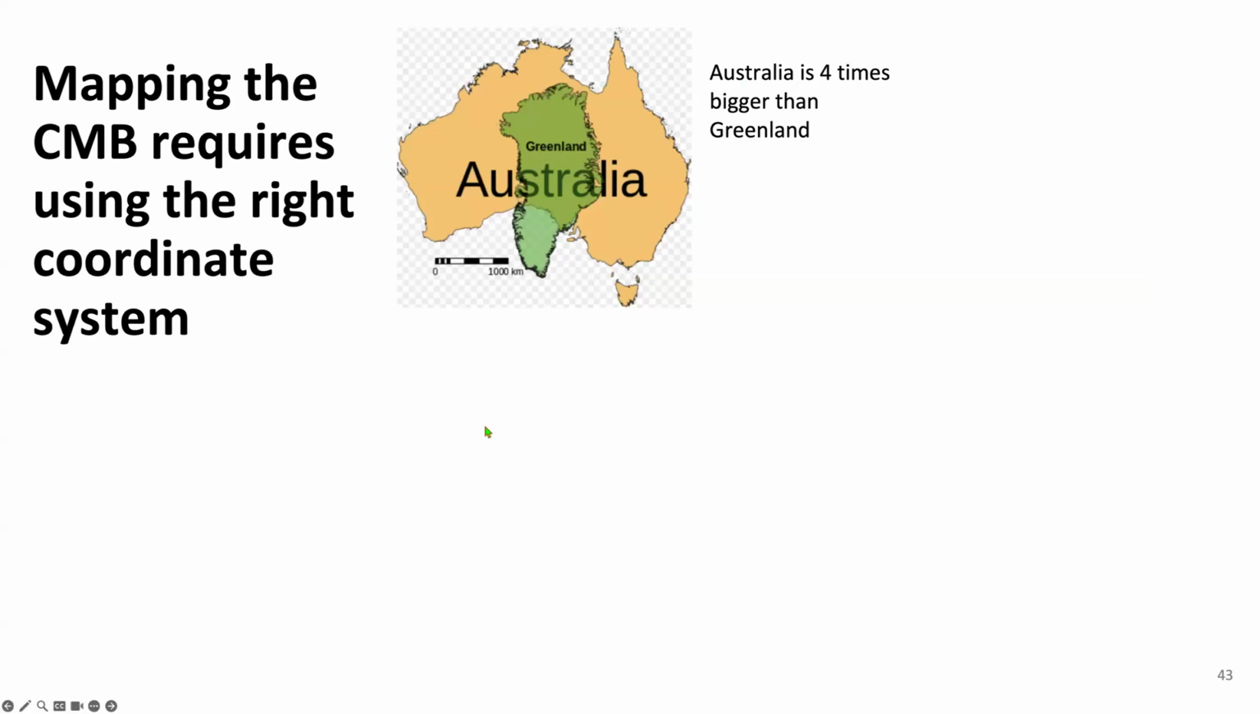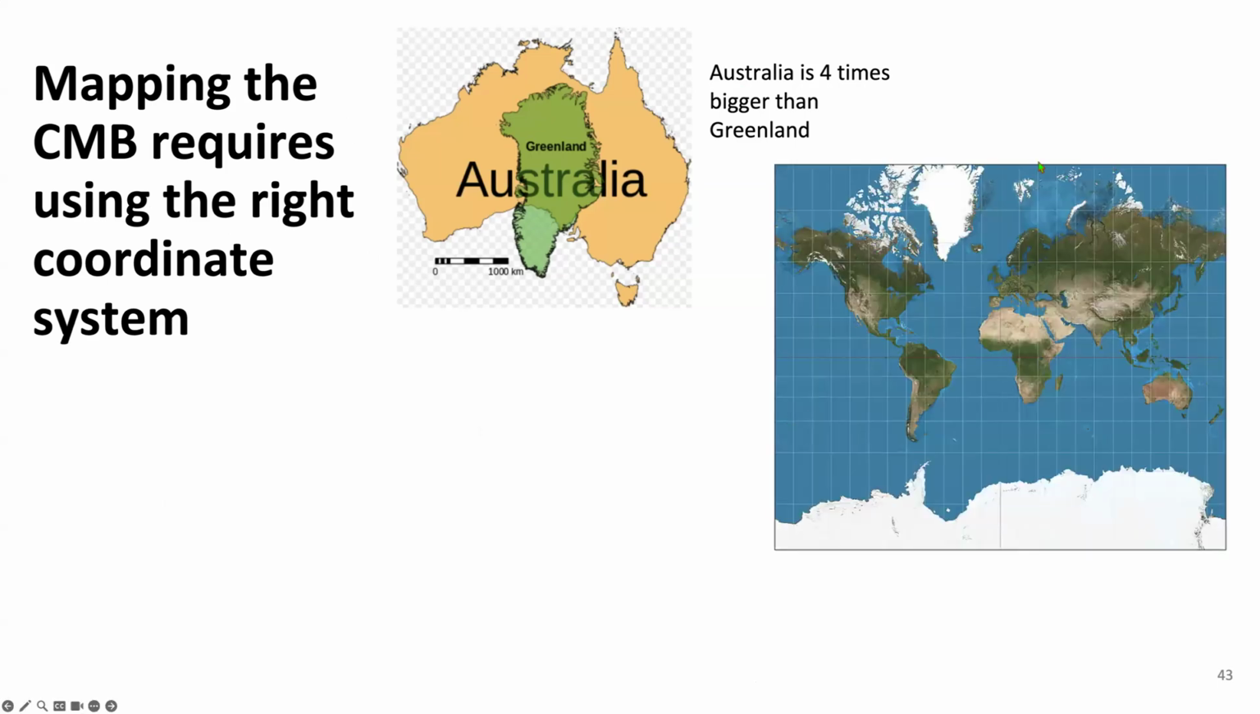If you want to map something, you have to decide on a scheme. Like if you use this kind of a map projection for Earth, Greenland looks much bigger than Australia. In reality, it's just the other way around. The distortion from this map comes from trying to take a sphere and project it onto a flat surface.